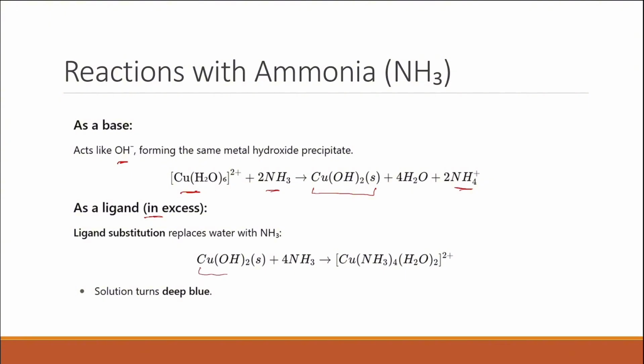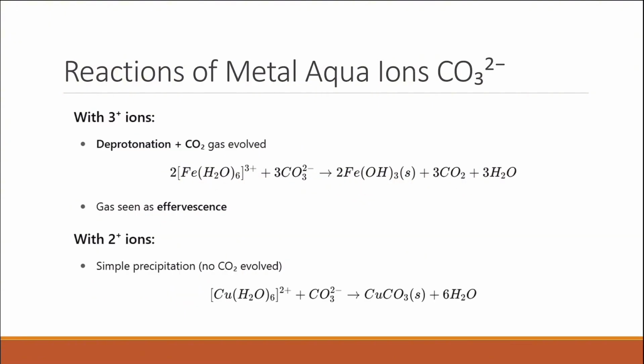So when you have copper hydroxide, which was formed when you added ammonia dropwise without excess, it's formed first. Then, when you have excess ammonia added, there will be a new complex ion formed between the ammonia and water molecules. It's going to substitute these hydroxides and give you copper with four ammonia and two water molecules, and this is going to be a deep blue solution. So the precipitate, when you add excess ammonia, will turn into a deep blue solution.